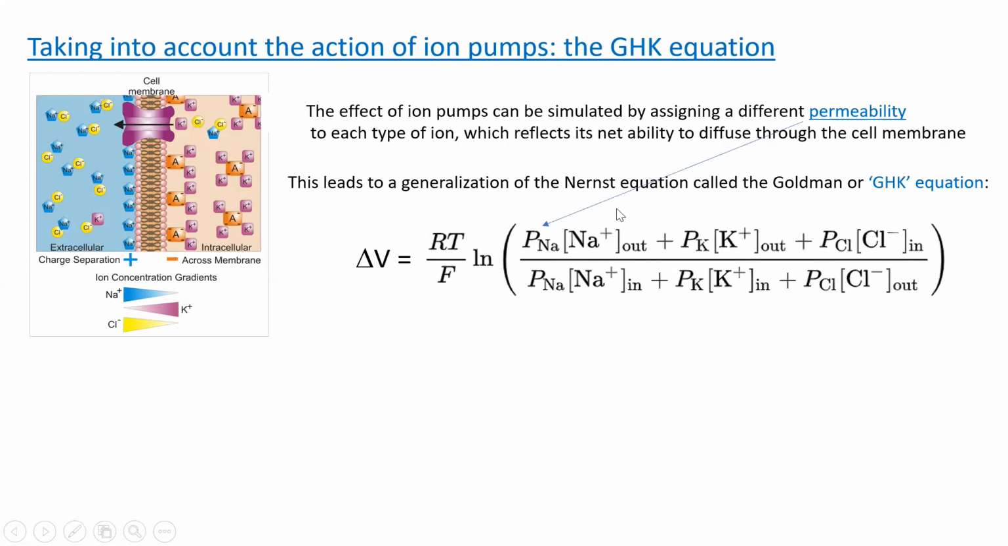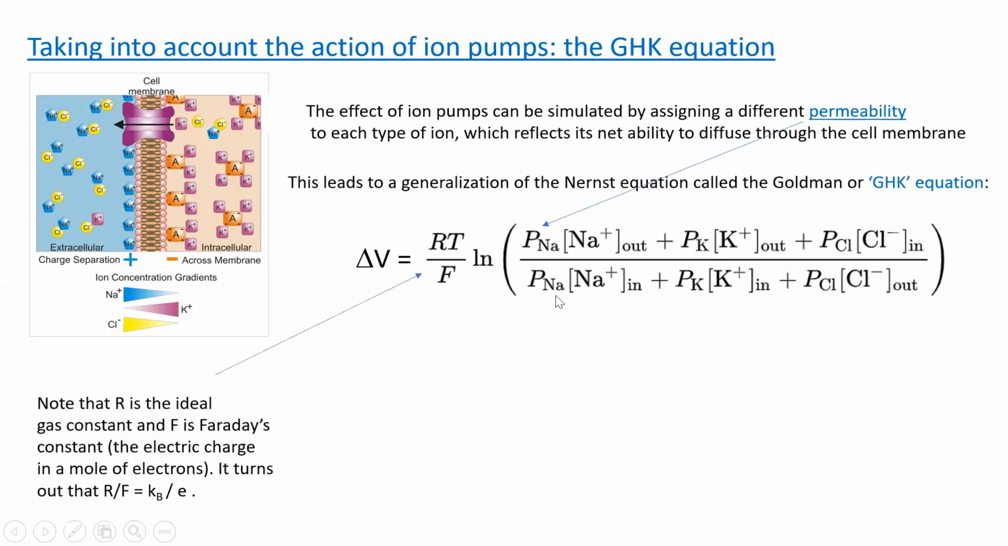But first, again, these are the permeabilities of the different ions. They each have their own permeability, which is determined by how well they can get through the membrane and how many pumps of different types act on them.